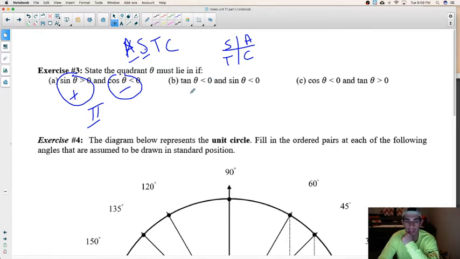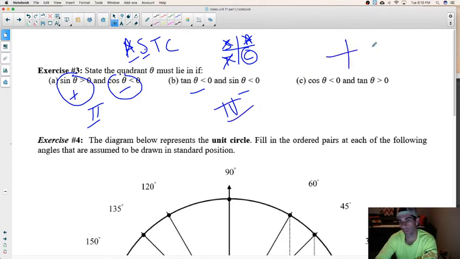Tangent theta is going to be less than 0, so it's going to be negative, and the sine theta is also going to be less than 0, so they're both negative. So where is the tangent function negative and the sine function negative? Well, the sine is positive there, and the tangent function is positive there. So the only place you're going to find all these to be negative would be the fourth quadrant. Okay, and we'll do one more.